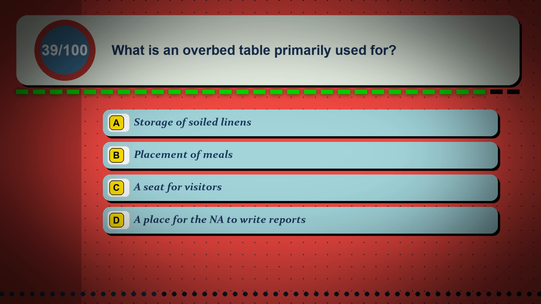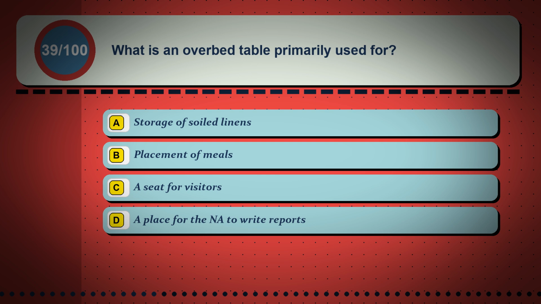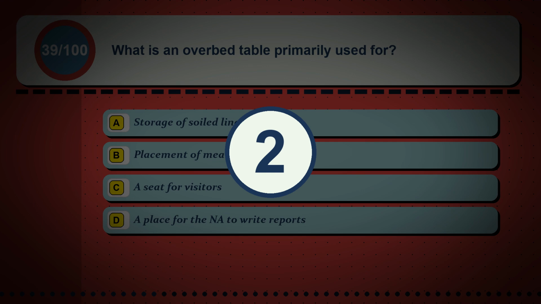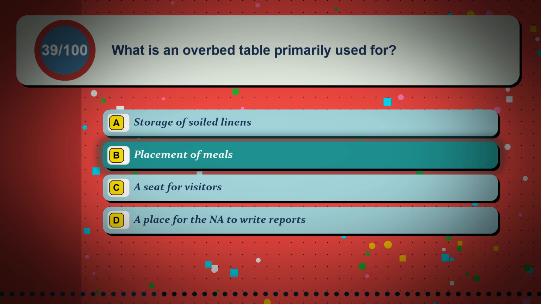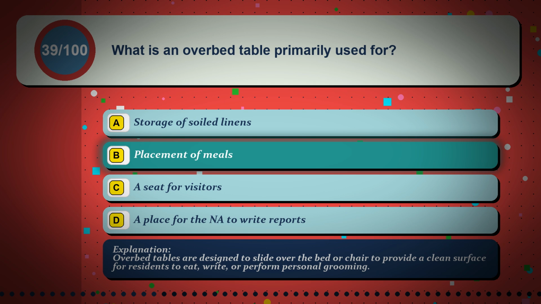Question 39. What is an overbed table primarily used for? Option A. Storage of soiled linens. Option B. Placement of meals. Option C. A seat for visitors. Option D. A place for the NA to write reports. The correct answer is option B. Placement of meals. Overbed tables are designed to slide over the bed or chair to provide a clean surface for residents to eat, write, or perform personal grooming.